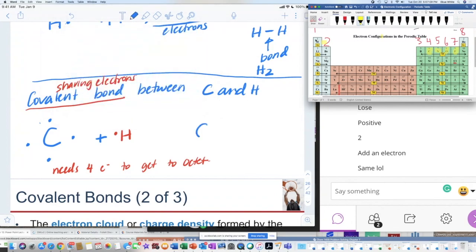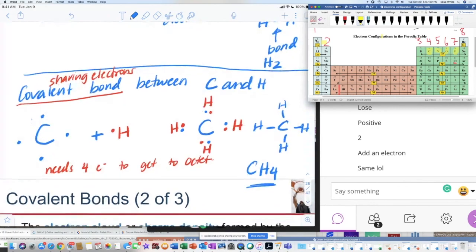Let's start with the carbon in the middle, draw our 4 dots around it, then bring in the hydrogen. The one hydrogen will share right here, and now the carbon has 5. Bring in another hydrogen. The carbon now has 6 electrons. Bring in another hydrogen. Carbon has 7 electrons. Bring in the final hydrogen. Carbon has 8. So now we have carbon forming 4 bonds total, one with each hydrogen, and we need 4 hydrogens. So this formula is going to be CH4. It takes 4 hydrogens to help the carbon get to an octet.